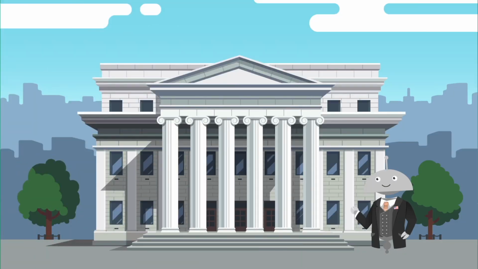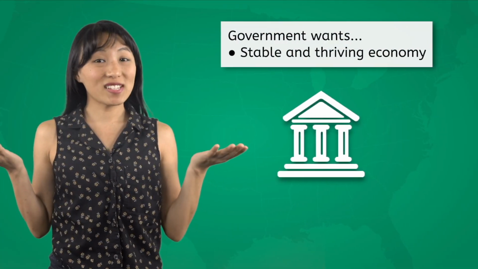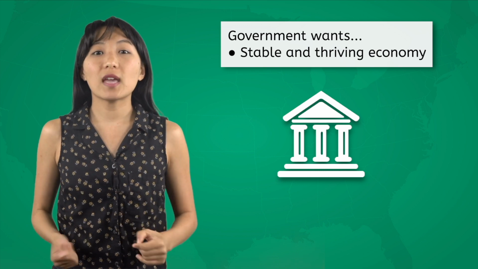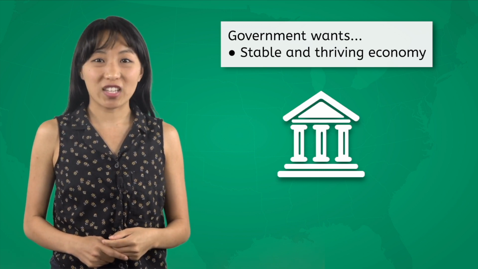Now let's turn our attention to Mayor Balance. She is the leader of Industryville's local government. While we're all familiar with the idea of a government, today we'll focus on its role in the economy. So what does the government want? Well, a key aim for any government is a stable and thriving economy.